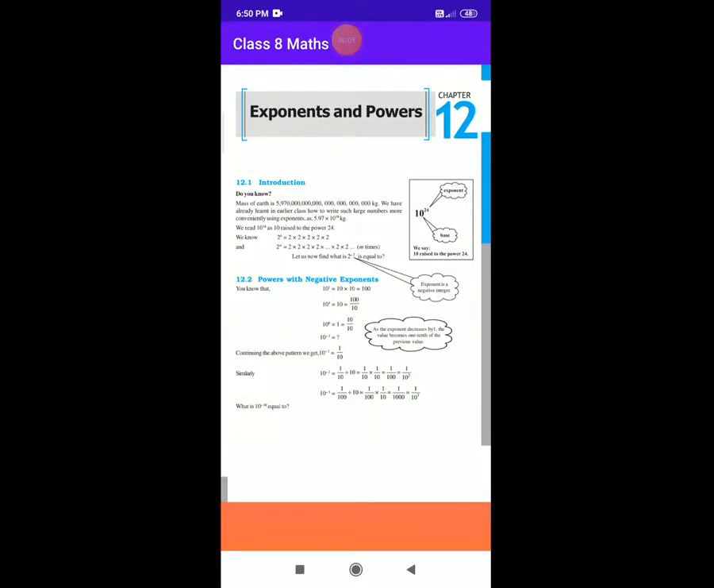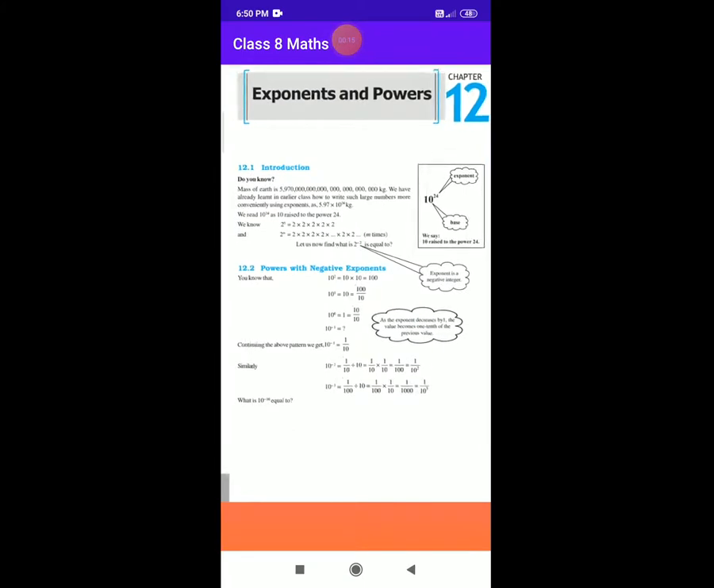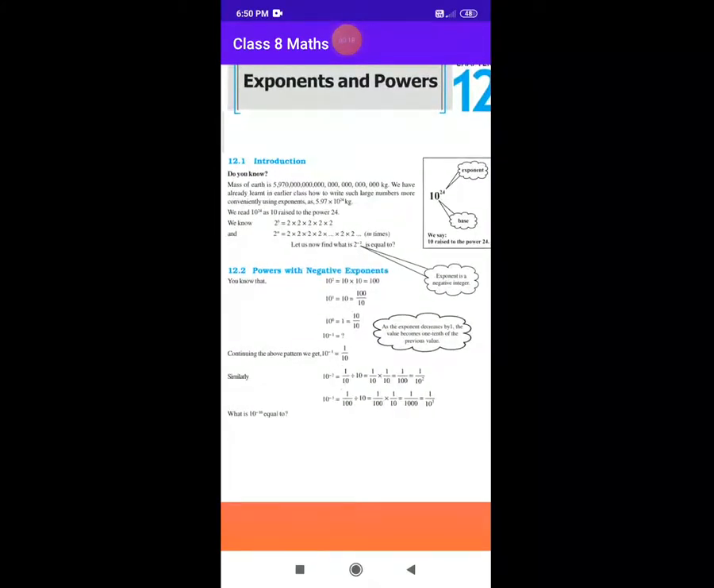Dear students, today we are going to start a new lesson, Exponent and Power, chapter number 12. Do you know the mass of the earth is 597000000000000000000000 kg? We have already learned in earlier classes how to write such a large number more conveniently using the exponent, as 5.97 × 10^24 kg, which is the mass of the earth.